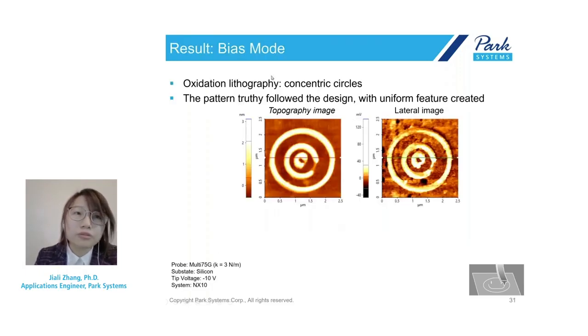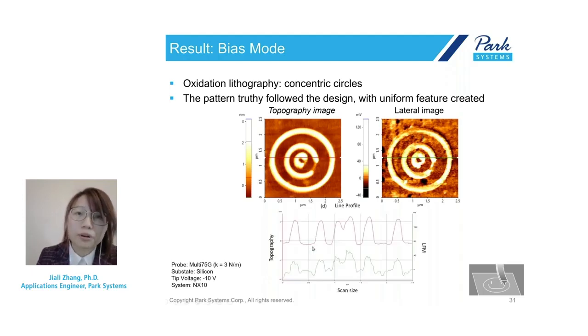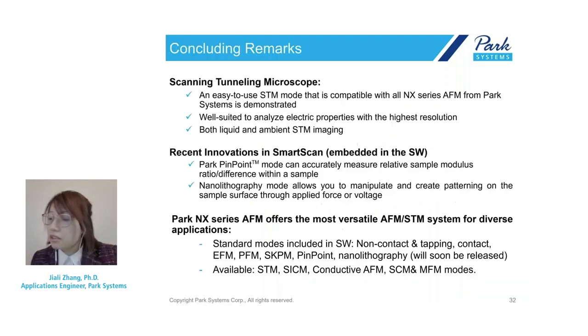So now let's move to our results. This result was generated by bias mode using our recent SmartLitho software. The feature shown here is the topographic image and lateral image, with the corresponding line profile cursors. The feature is concentric circles with an average height of about 2.5 nanometers and width of about 150 to 200 nanometers.